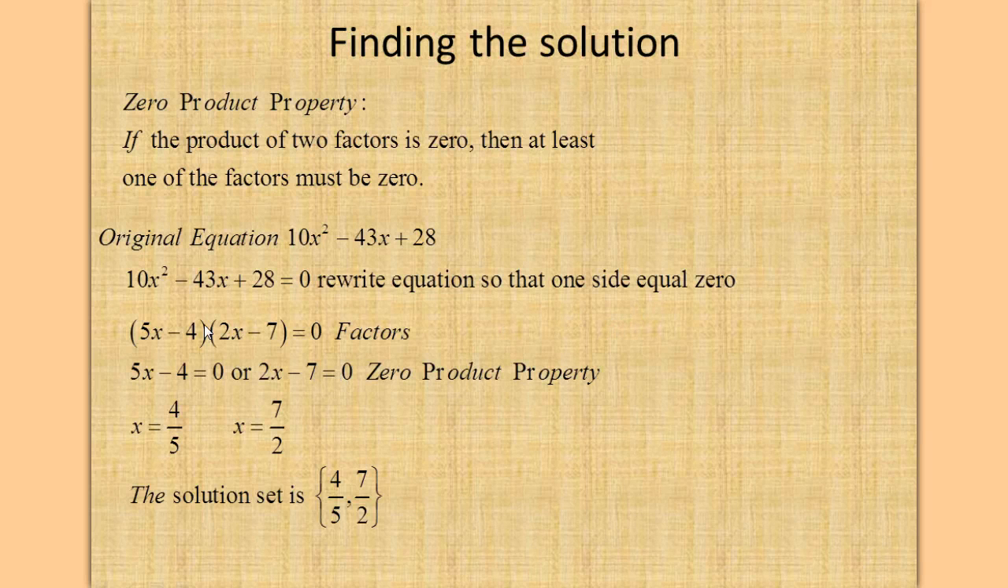Okay. And now here are our factors that we came up with before. If they're equal to zero, at least one of them or both of them are equal to zero. So what I do is I set them both equal to zero and solve for x. And the solution set is x is 4/5, and x is 7/2.